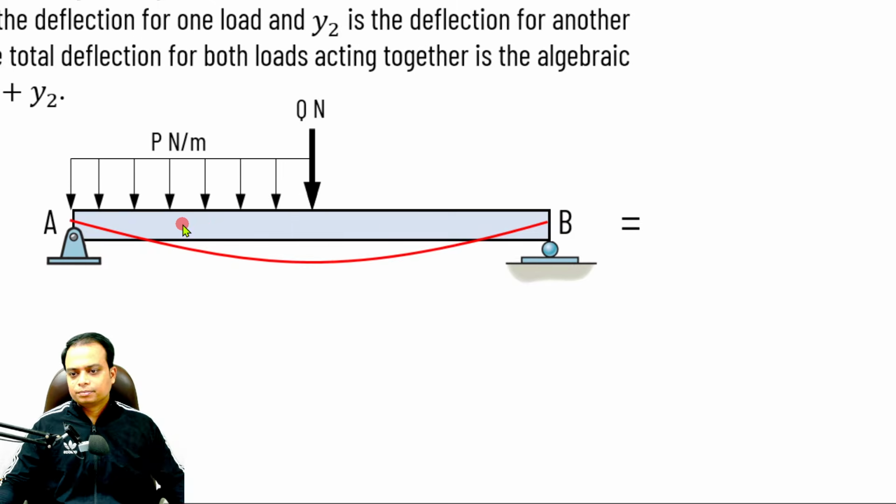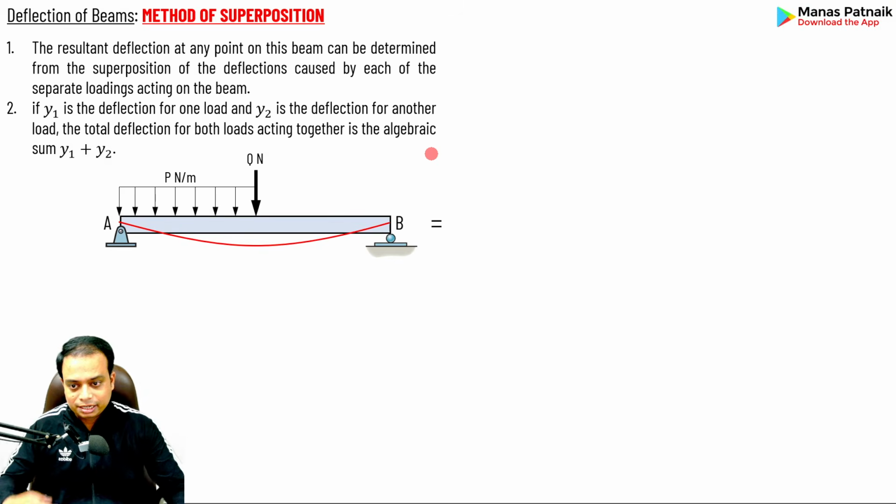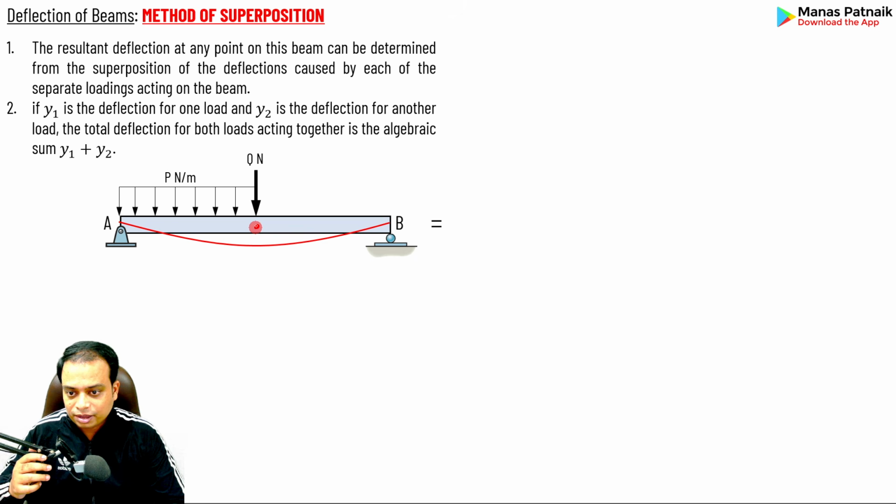Have a look at this beam. So we have a simply supported beam. There is a uniformly distributed load over half the span, you can say. Then there is a point load of Q newtons. What we wish to work out is the deflection at this very point.